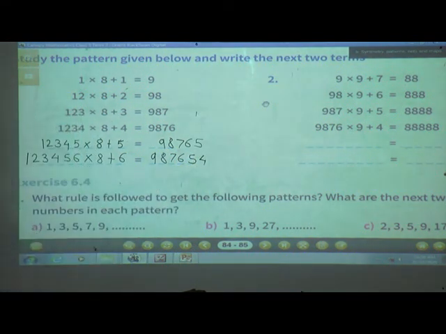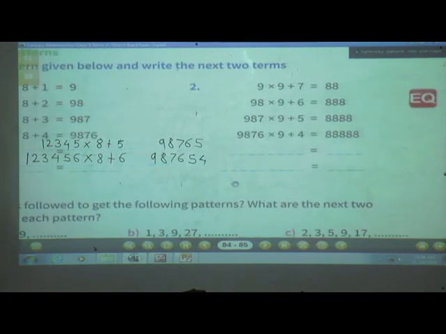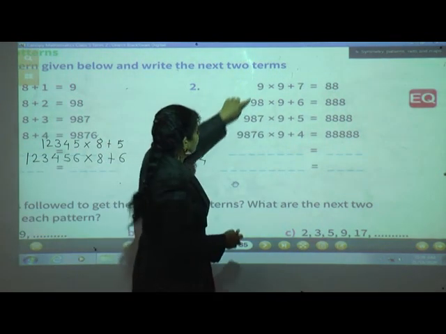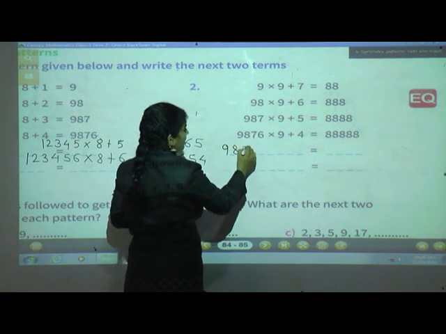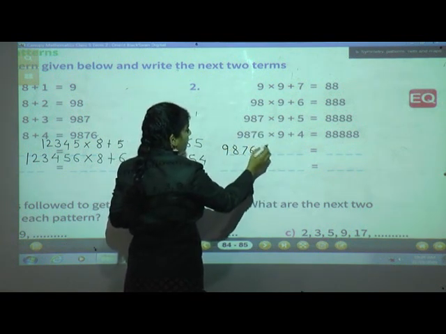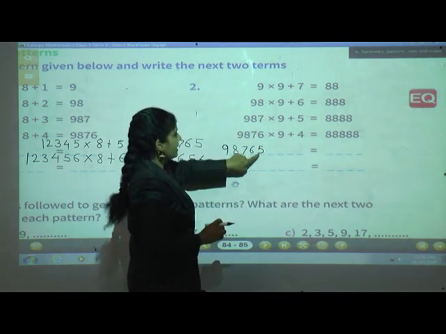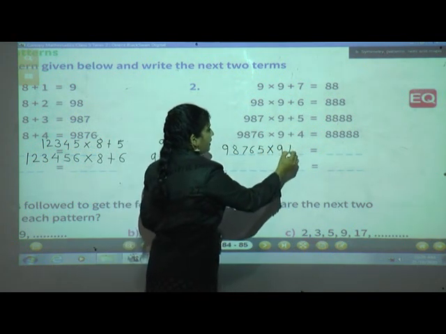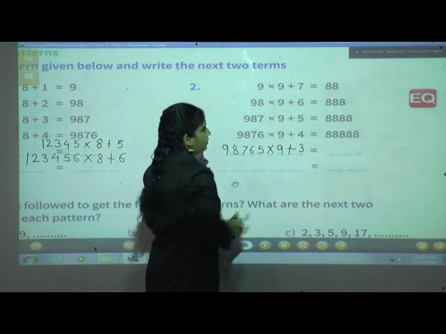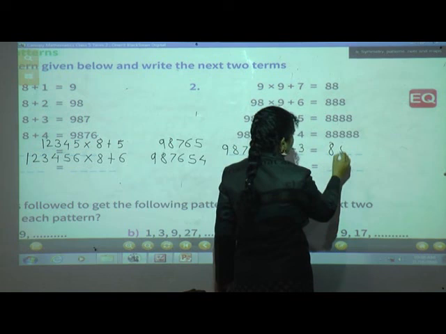Okay, now next pattern students. Here you can see, here 9 as it is we can write, even 8 also, 7, 6, they have the different pattern. See 9, 8, 7, 6 and here it will come 5. Again multiply 9 and here plus 3. Okay, so just do the calculation. The answer will be here 8.